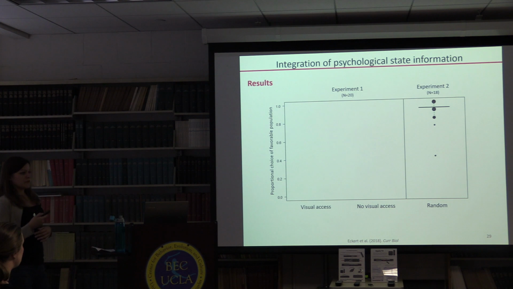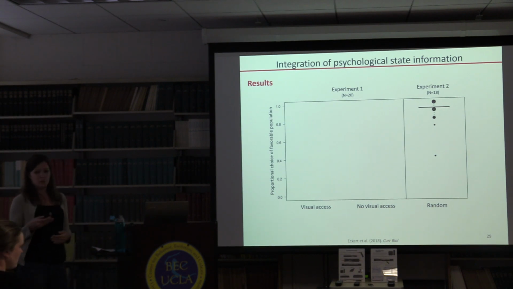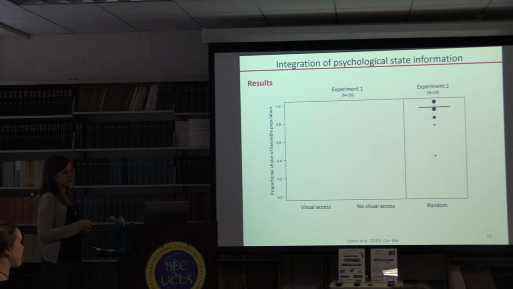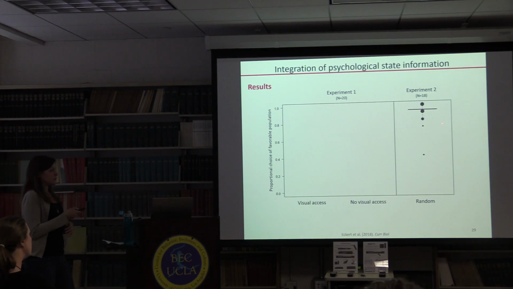And here are the results for this second experiment. What you see here is the proportion of trials in which the chimps chose the sample from the more favorable population. You can see that in this last experiment, the chimps clearly preferred the sample coming from the more favorable population in around 90% of trials. Okay, so this is how chimps would choose normally in this task setup when they had no reason to assume that the experimenters were somehow biased.